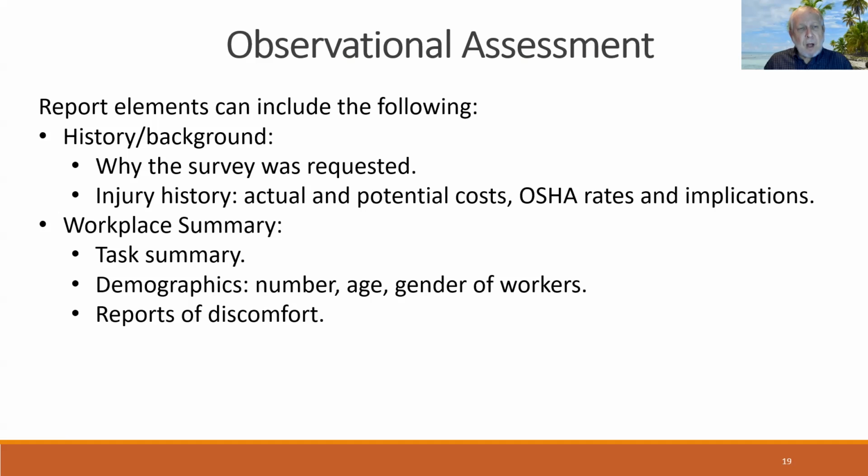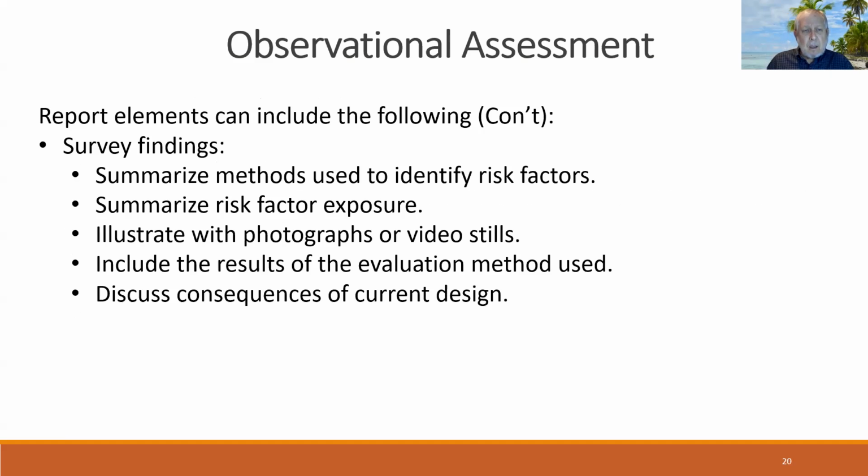Report elements can include the following: history and background, why the survey was requested, injury history, actual potential cost, OSHA rates, workers' comp claims, and what implications there could be for what happens here. How might that go on to something further? Workplace summary, the task summary, demographics, number, age, gender of workers, reports of any discomfort the workers might have had. Survey findings: summarize the methods you used to identify the risk factors, summarize the risk factor exposure, illustrate with photographs or video stills, include the results of the evaluation and method used, discuss consequences of current design.